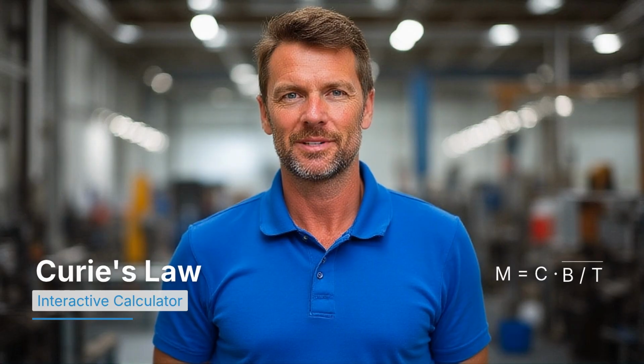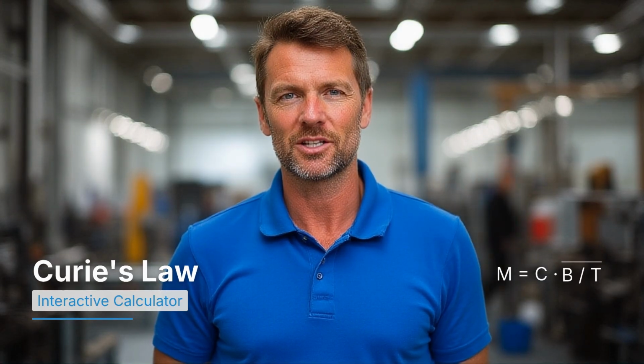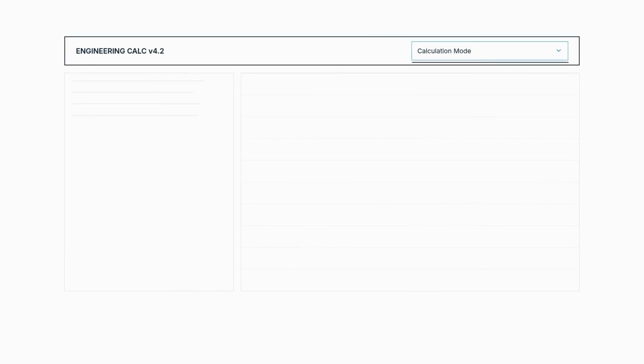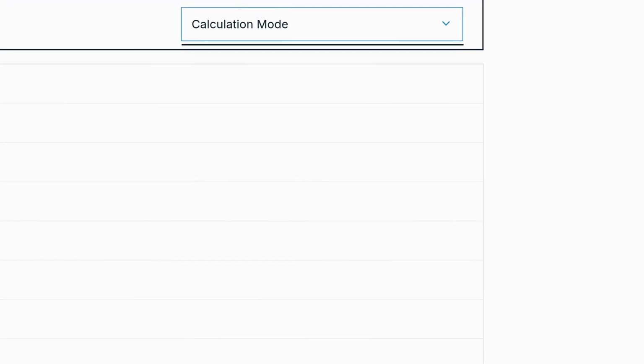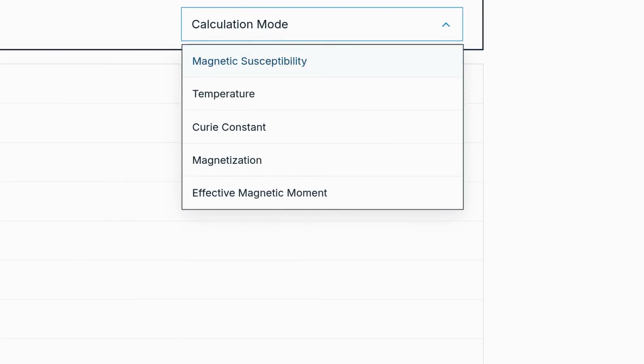This is the Curie's Law Interactive Calculator, which solves for magnetic properties of paramagnetic materials based on Curie's law relationships. Let's look at the inputs. First, there's a calculation mode dropdown, where you can select to calculate magnetic susceptibility, temperature, Curie constant, magnetization, or effective magnetic moment. For this demonstration, I'll use Calculate Magnetic Susceptibility.